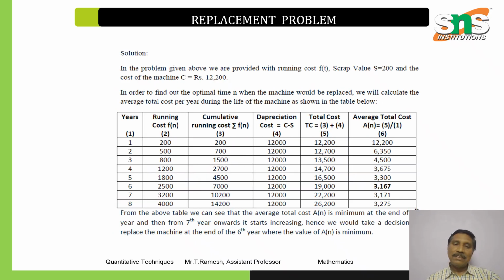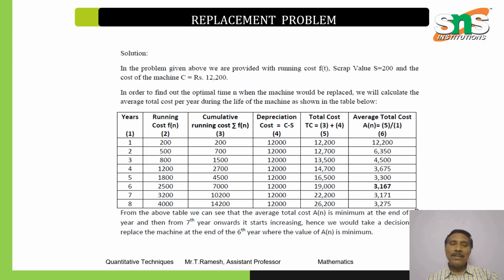So, we discuss this case. Now, what is C? The cost of the machine is rupees 12,200 and the scrap value is already given, it is 200. So, we form the table. First, we write the years 1 to 8 and the running cost, which is already given: 200, 500, 800, and so on.